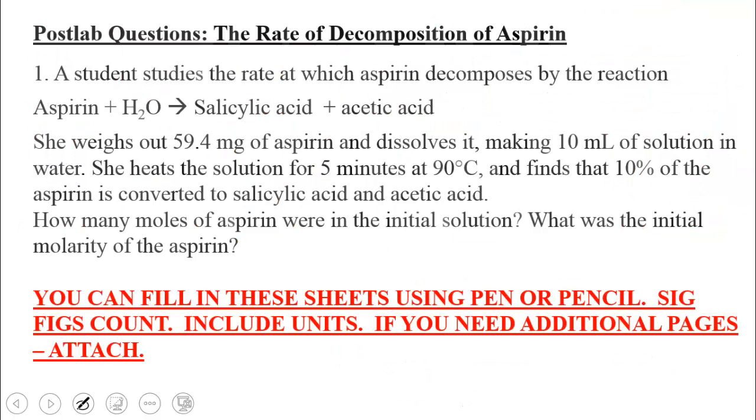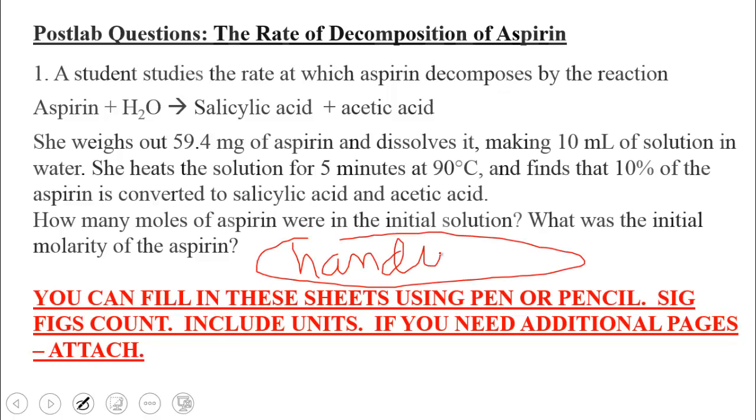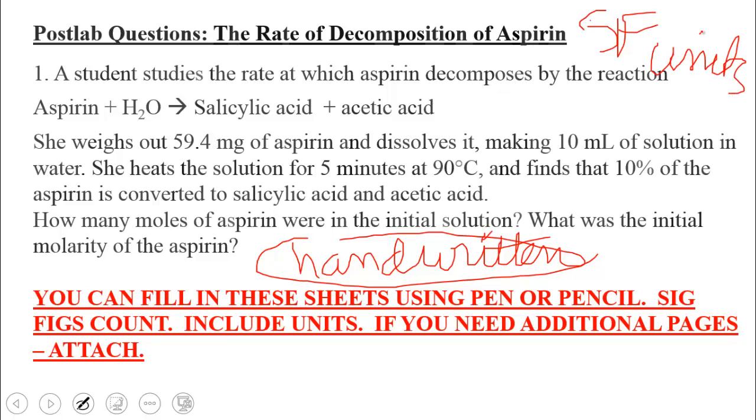Now, you'll be handing in your report form sheet, your calculation pages, and then your post-lab questions. If there's room on the sheet, you can then handwrite in your answers. And you can use pen or pencil, doesn't matter. But remember, significant figures count, okay? And of course, units. If you run out of space, you can add additional pages on the back, if needed.